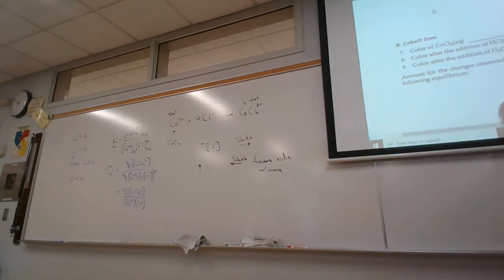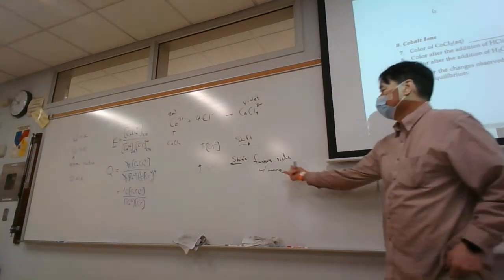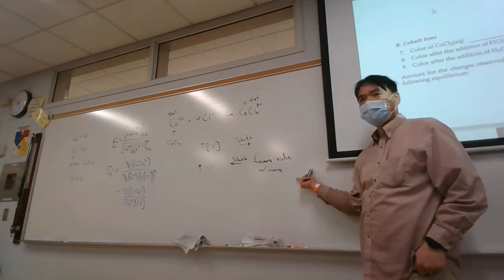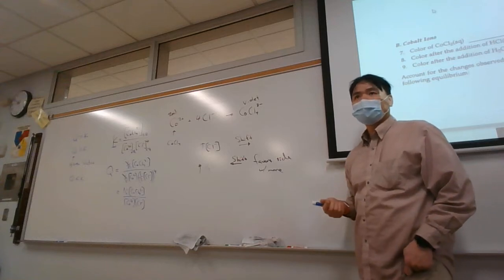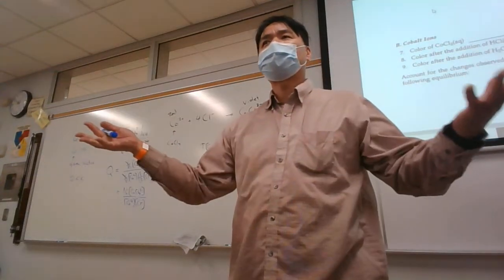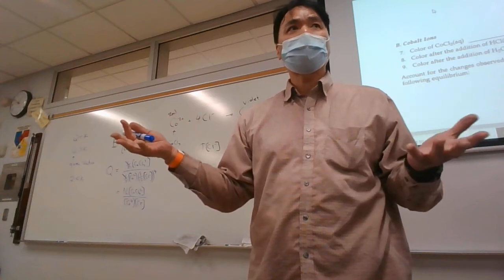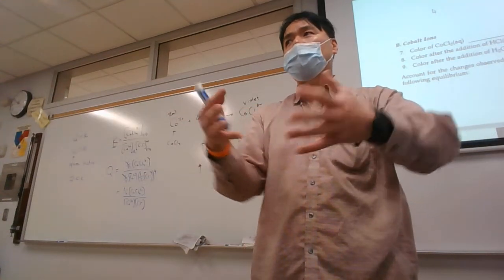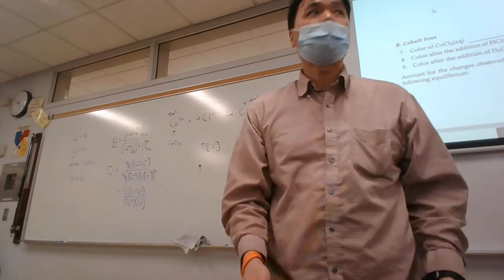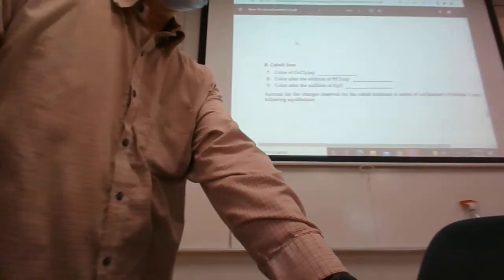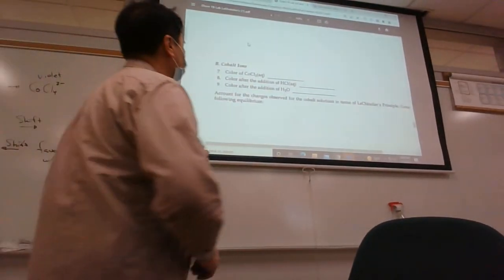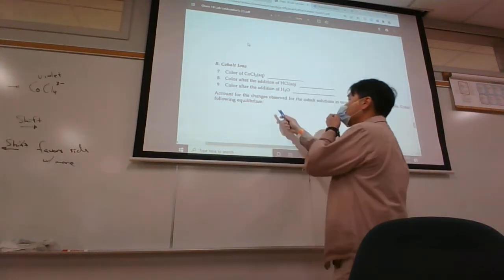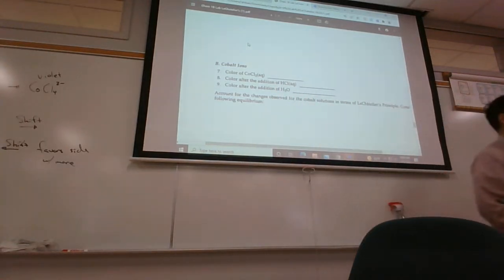Anyway, dilution favors the side with more aqueous species. Right? It's like a gas. When you increase the volume, you favor the side with more gas, more moles of gas. When you decrease the volume, you favor the side with fewer moles of gas. So we do that, fill that in.